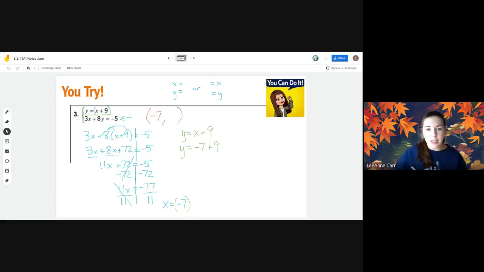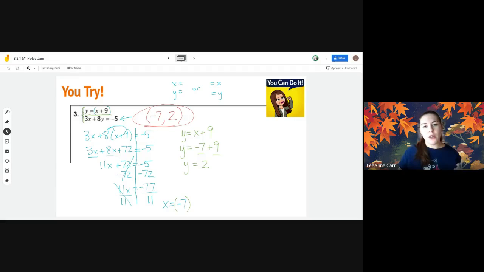Since y is already isolated, all we have to do on the right side of our equation is to simplify. Since these are like terms, we can combine them. So we get y equals 2. So now I have my x, I have my y. We're going to make sure that those numbers are plugged into the correct location in our ordered pair for our answer of -7, 2.